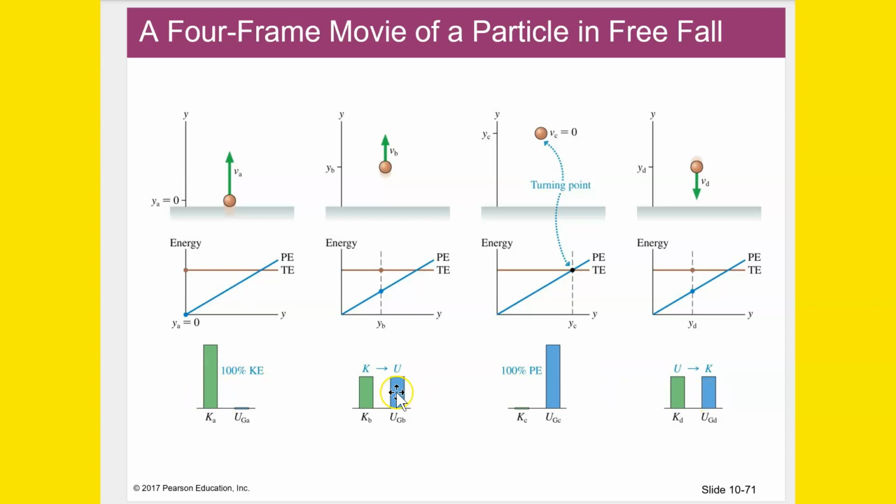And here's the bar diagram, kind of the accounting to keep track of these energies. Beginning, all kinetic, 0 potential. On the way up, some kinetic, some potential. When it reaches the top, 0 kinetic, all potential. On the way back down, again, it's back to some potential and some kinetic.